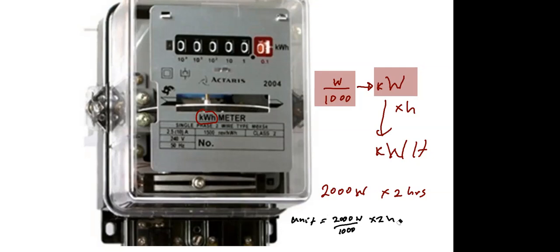Then how many units are consumed in the house due to the usage of the kettle? 2000 divided by 1000 is 2 kilowatt, multiplied by 2 hours. Then you get what? 4 kWh, 4 kilowatt hours. If 1 unit costs 10 rupees per day, you have to pay 40 rupees for the usage of the electric kettle. You understand what I'm saying? So you will get a similar calculation in the exam.